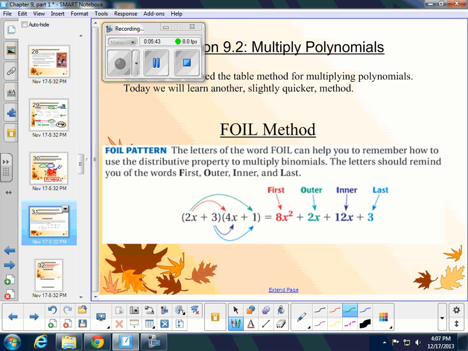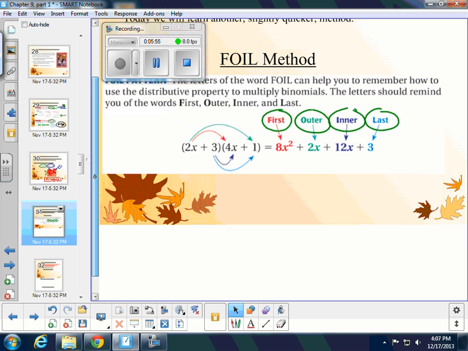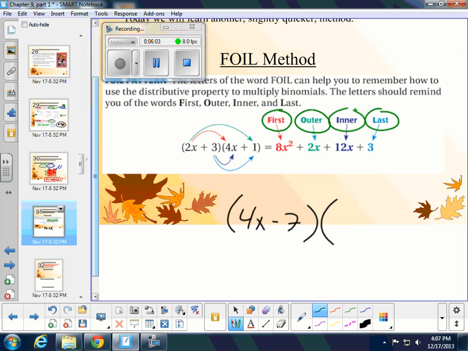Each letter in FOIL stands for the terms you're going to multiply together. F stands for multiplying the first terms in the binomials together. O stands for multiplying the outer terms. I stands for the inner terms. And L stands for the last terms. Now I'll show that here. The arrows on my diagram also show it, but I'll make up an example and show what I'm talking about.